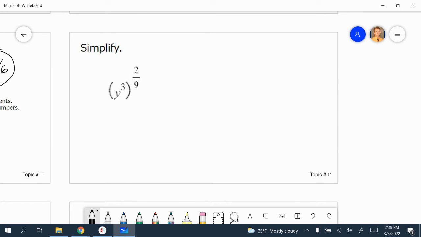Topic number 12. We're doing power of a power now, which you shouldn't need a calculator for because we're going to be multiplying our exponents. So if I multiply those, that's like 3 over 1. When I multiply fractions, it's top times the top and bottom times the bottom, which means we have y to the 6th over 9, which is the same thing as y to the 2/3 power.